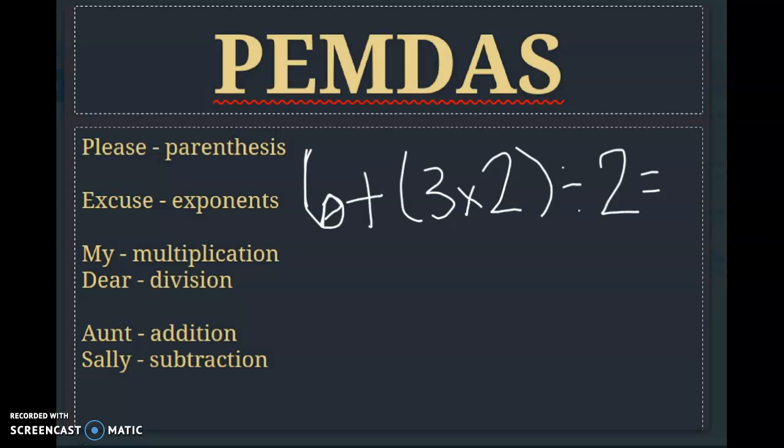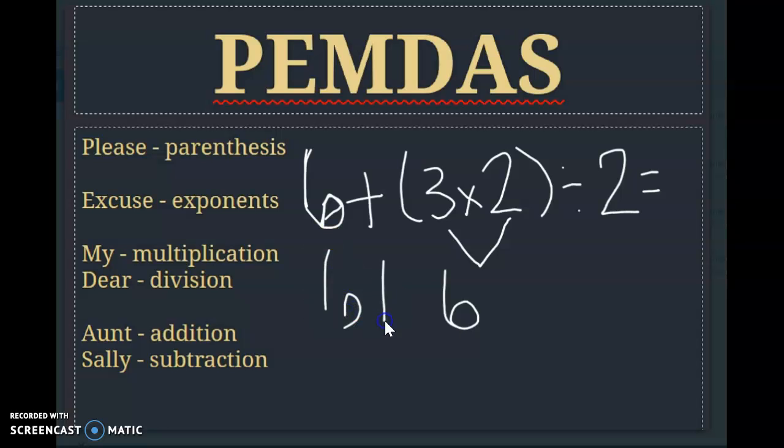So look at this expression: 6 plus (3 times 2) divided by 2. First, I'm going to look, do I have any parentheses? Yes, so I am going to solve 3 times 2 first, which gives me 6. As soon as I solve that, it's going to get rid of those parentheses.